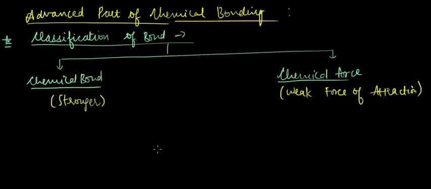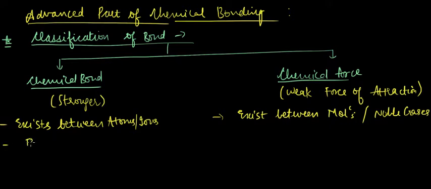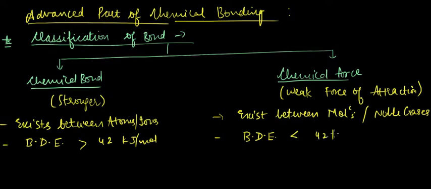A chemical bond exists between atoms or ions, and a chemical force exists between molecules or noble gases. Here the bond dissociation energy of a chemical bond is greater than 42 kilojoule per mole, and here the bond dissociation energy is less than 42 kilojoule per mole.